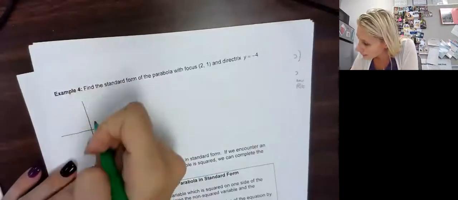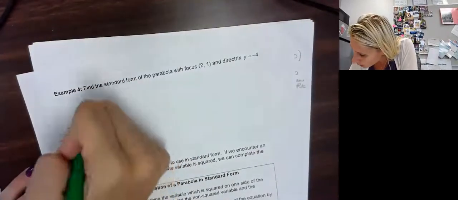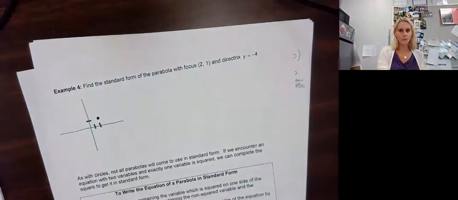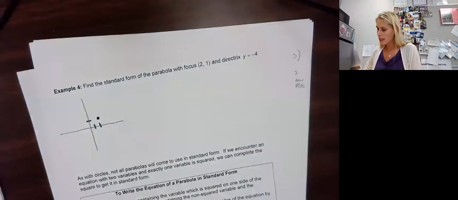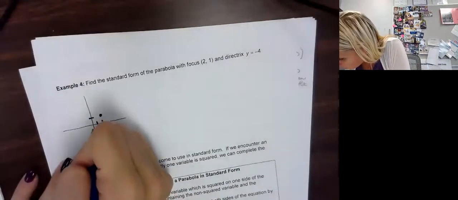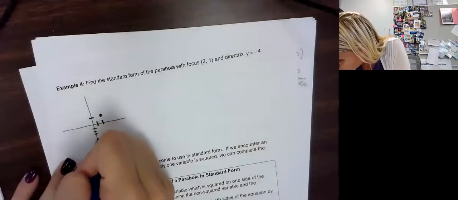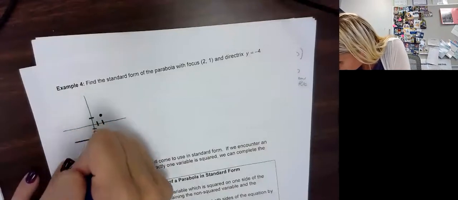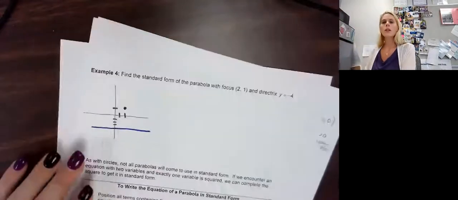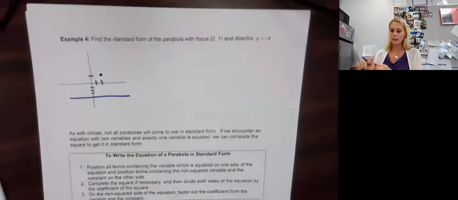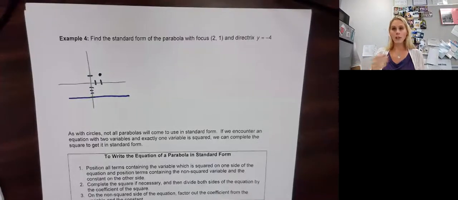So the focus is at (2, 1), okay? The directrix is at y equals -4, so it's a horizontal line. So let's talk about what's given to us. Well, first of all, since the directrix is a horizontal line, we are talking about a vertical parabola. So that means our x squared, right?